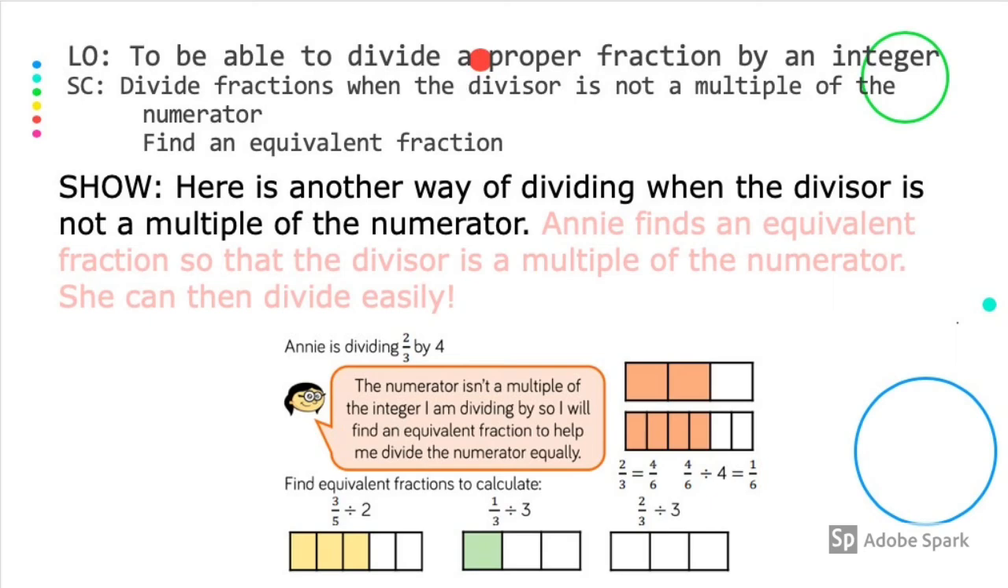So, you are going to need to find equivalent fractions to calculate 3/5 divided by 2, 1/3 divided by 3, and 2/3 divided by 3. So you need to find an equivalent fraction for 3/5, an equivalent fraction for 1/3, an equivalent fraction for 2/3. Pause the video now and have a go at these questions yourself.